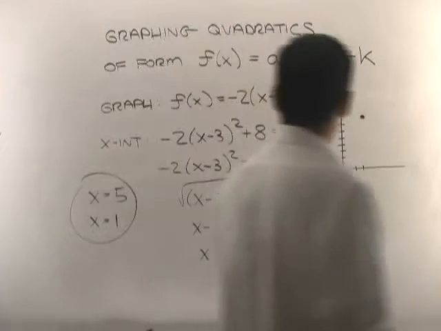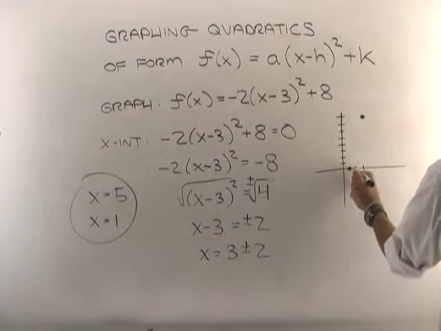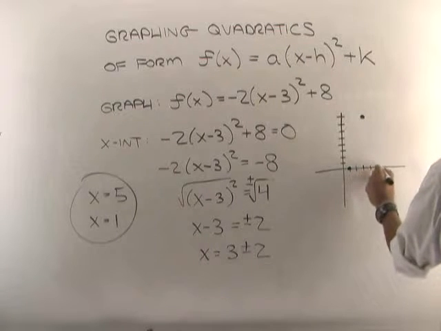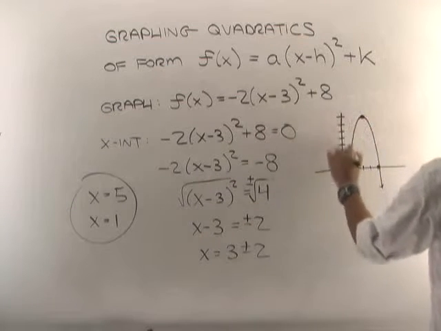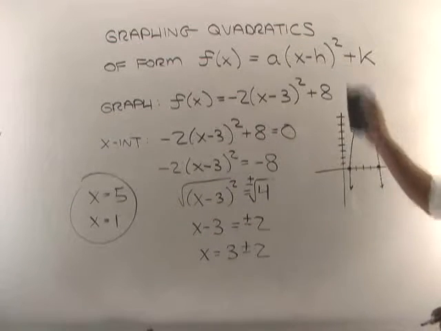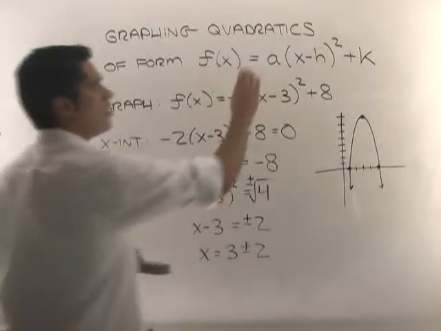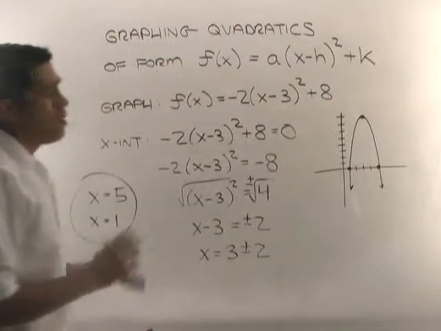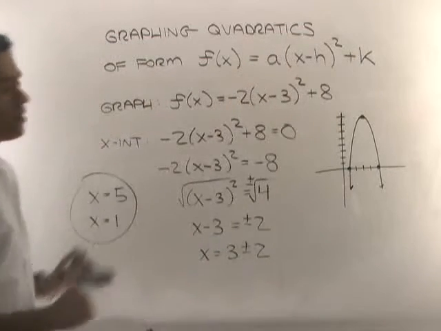So if we come to our graph and we put a point at 1, and we put a point at, let's see, 1, 2, 3, 4, 5, then we know that our parabola opens downward and goes through those two points, and we've graphed the quadratic function. Now this is the way you do it whenever it looks like this. In the next example, we're going to take a look at a different quadratic in a different form, and our technique's going to be a little different.